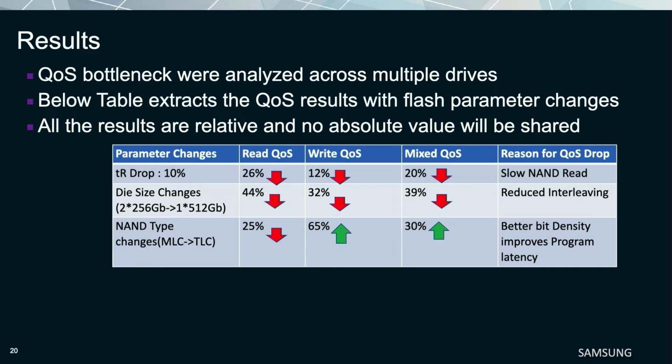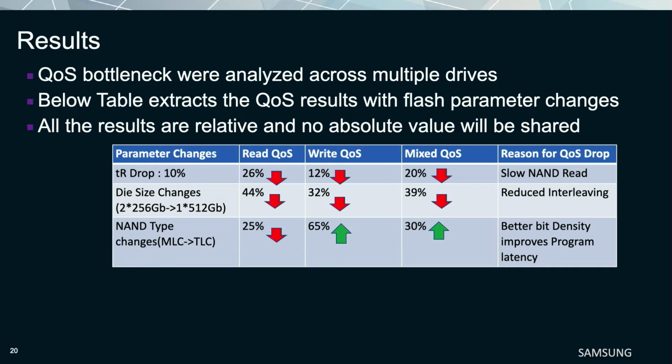This is the few results I want to talk about. We have taken some SSDs of the older generation versus newer generations, and we have seen some parameter changes, and based on the parameter changes, how the QoS has changed. So in one of the cases, there is a tR drop of 10%. So tR timing drop 10%.